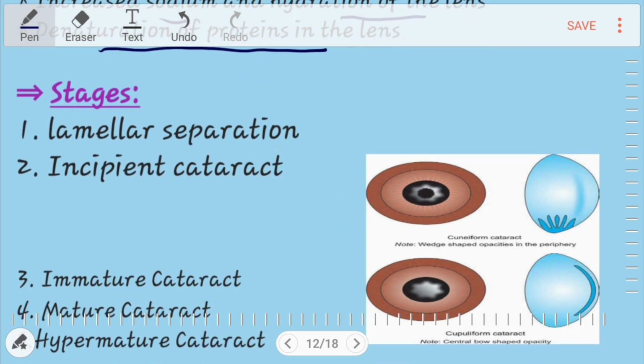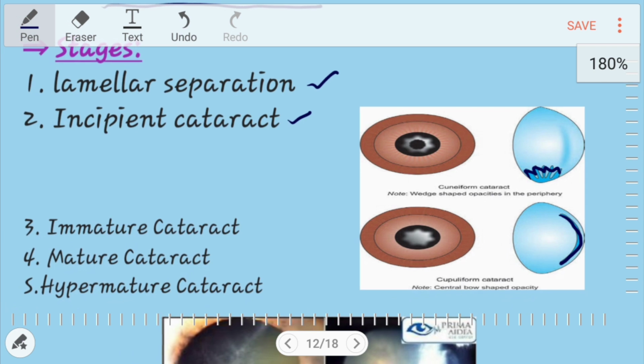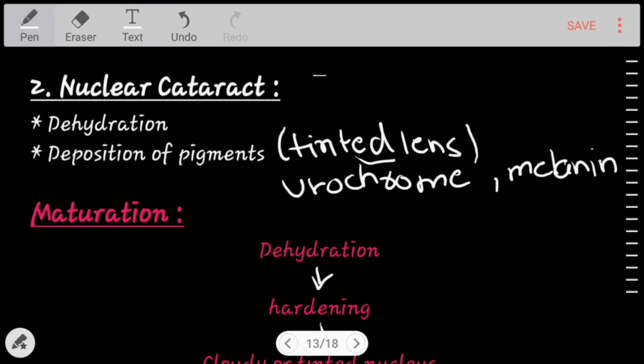Stages: lamellar separation, in which the cortical fibers are separated by fluid. Second, incipient cataract, which is further divided into cuneiform, in which there is wedge-shaped opacity at the periphery and there is no vision loss. In cupuliform, there is saucer-like opacity and there is early vision loss. In immature cataract, the lens becomes grayish and swells due to hydration of the lens. In mature cataract, the cortex becomes pearly white. In hypermature cataract, the cortex is disintegrated.